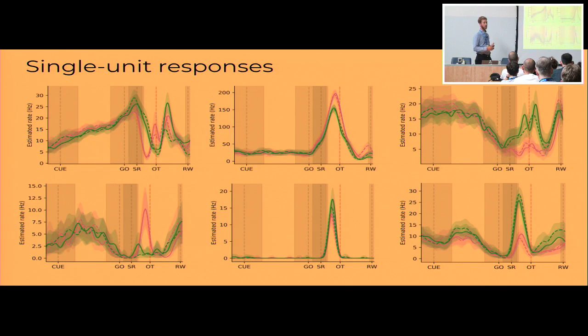So if you look at what the single neurons are doing, again, heterogeneous mix of responses. The cue moment is where the monkey learns what movement it will have to do. The go signal is when it's told that it can start executing, and then an object touch is when it has actually reached the object. And then at reward, it gets a reward if it has done the right movement.